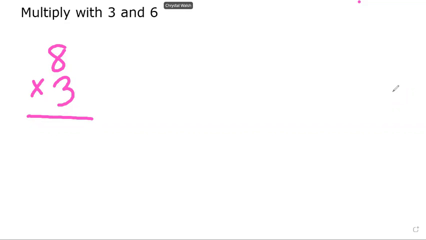So the one way I want to show you guys is using an array. So I'm going to draw a picture of 8 times 3. So I'm going to have 8 rows and 3 in each row.